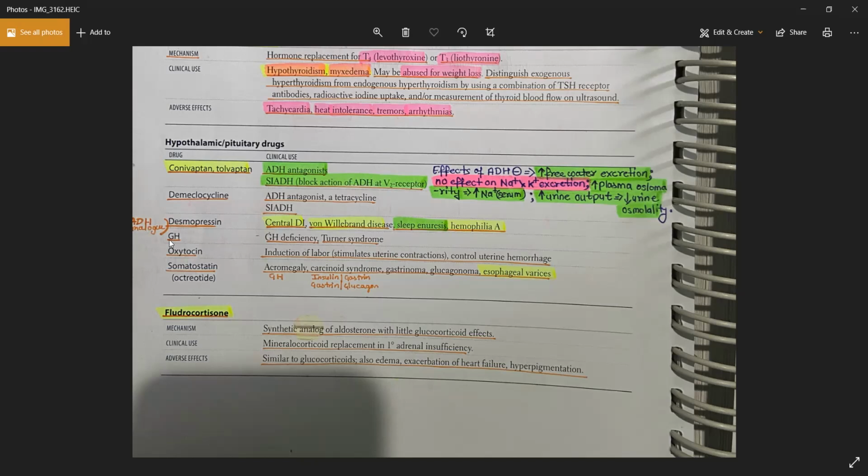Okay, then for the growth hormone, it is used for growth hormone deficiency and Turner syndrome. Why in Turner syndrome? Can you even tell me? Turner has a short stature. Yeah, and can anyone remember the name of the gene which is responsible for the short stature in Turner syndrome? Does anyone know the gene name? It is the SHOX. Okay, don't forget that.